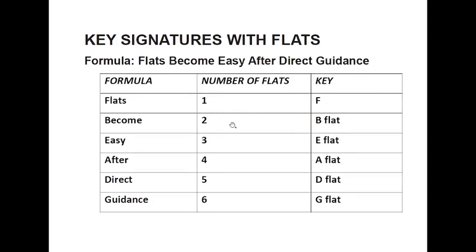When you have two flats, you are in key B flat. When you have three flats, you are in key E flat. If you have 4 flats, you are in A flat. If you have 5 flats, you are in D flat. If you have 6 flats, you will sing in G flat. Flats Become Easy After Direct Guidance.